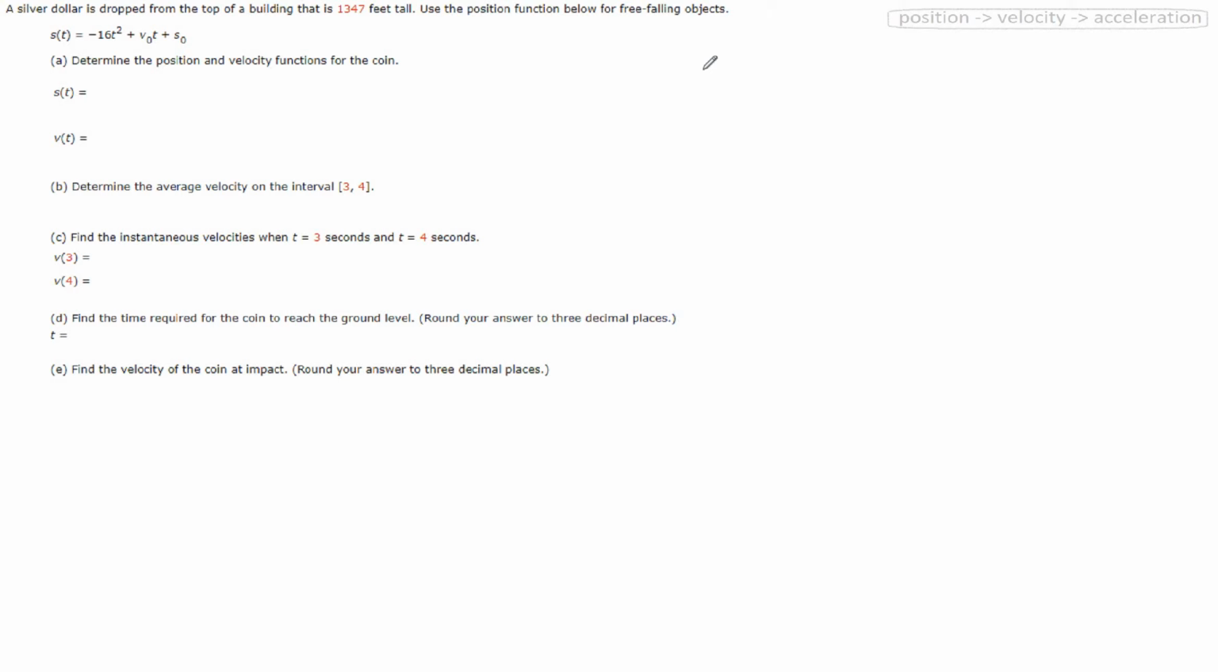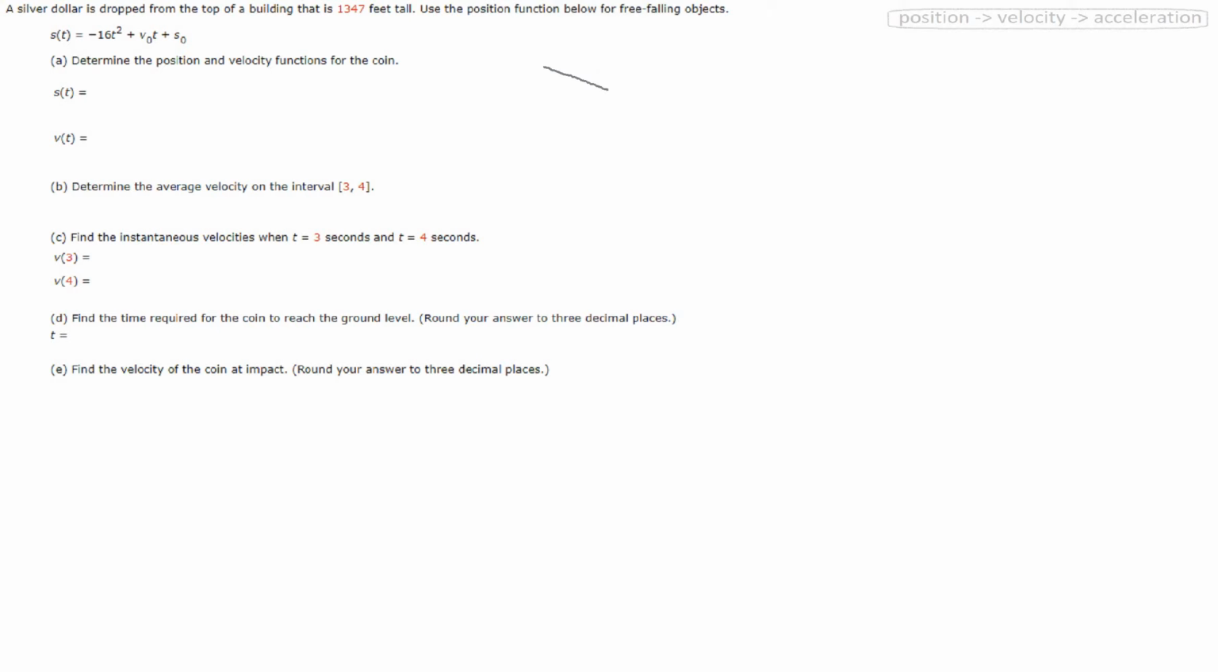Today we're going to be doing another calculus problem. It asks: a silver dollar is dropped from the top of a building that is 1,347 feet tall. Use the position function below, that is right here, to determine the position and velocity functions for the coin.